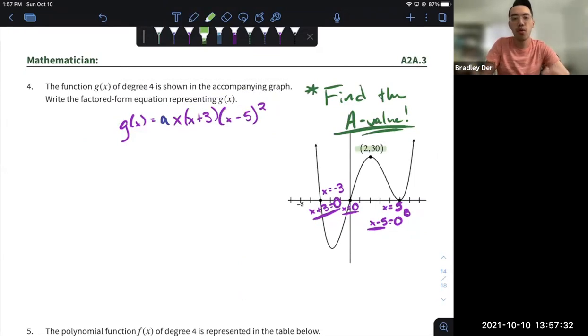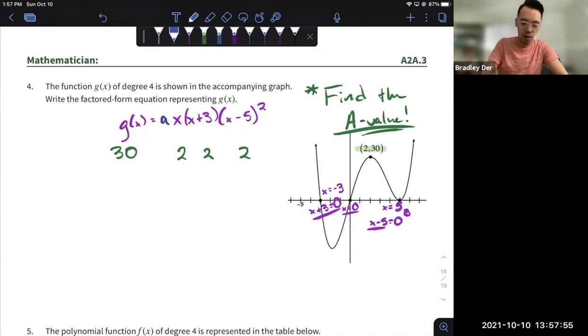Right, if you are given an ordered pair, for any point besides an x-intercept, we cannot use an x-intercept for this process, but if you have any other point, you can find the a value, and you should find the a value. It is an expectation. All right, so 30 in for y, 2 in for x, right? And the rest of the equation stays the same.